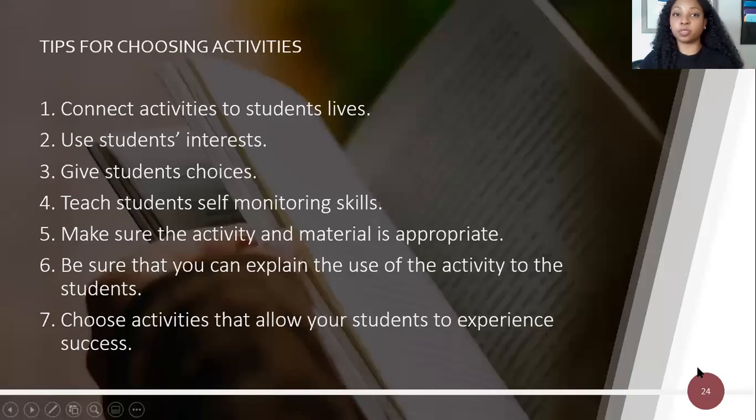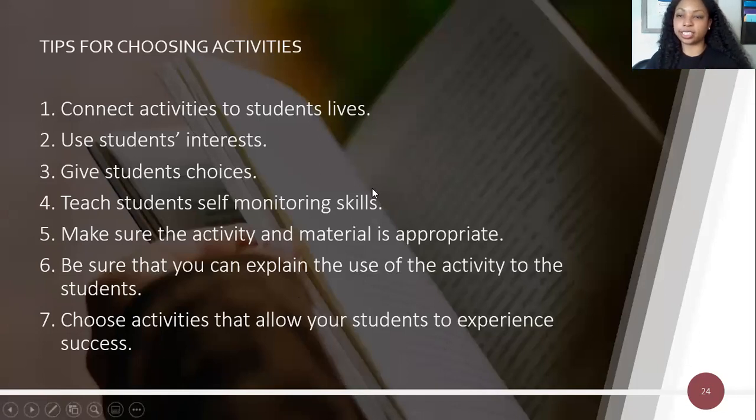A few tips for choosing activities. You want to connect your activities to your students' lives, of course, because students learn best when the material is relevant to them. And you can do this by using your students' interests and giving students choices.